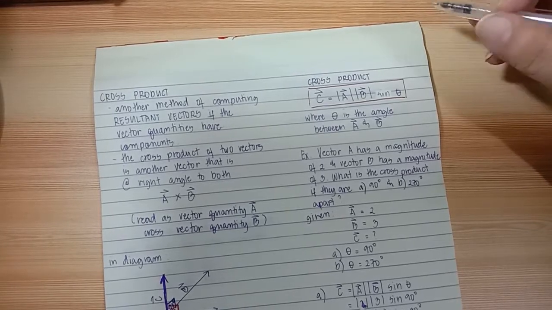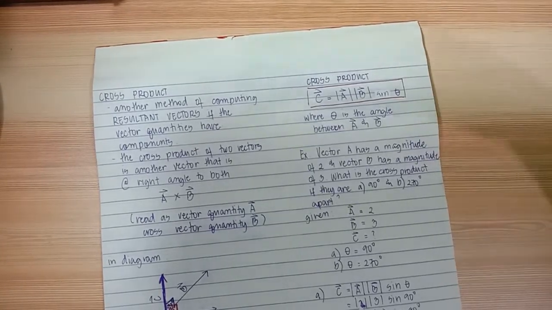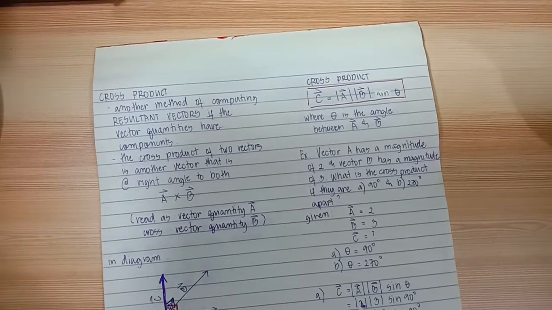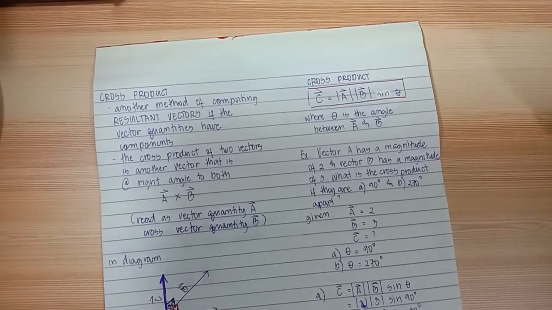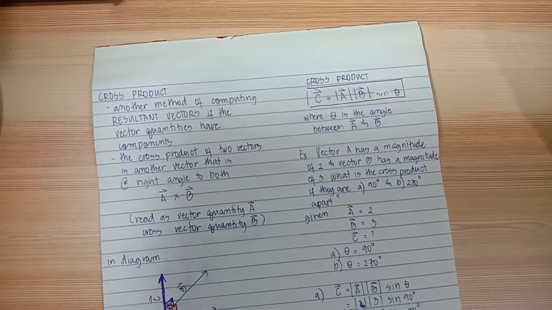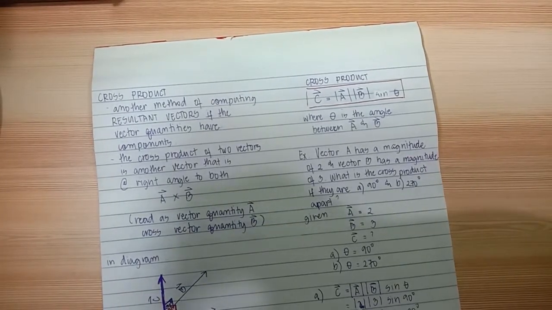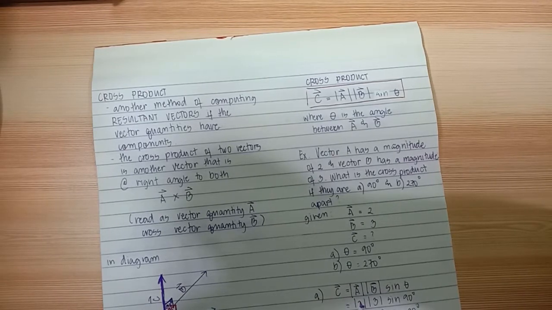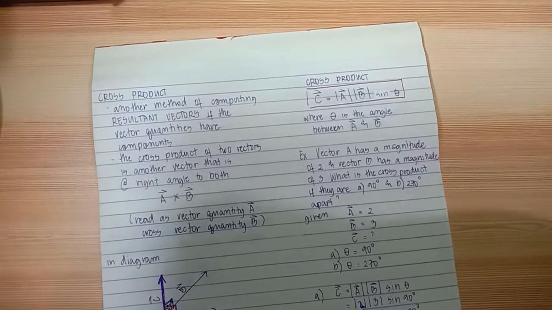So, kumbaga, ibang paraan ito ng pagkukompute ng resultant vector. So, ano yung pinagkaiba ng cross product doon sa mga nauna nating method ng pagko-compute ng resultant vector. Si cross product, pwede siya kapag yung given vector quantities ay may component. So, ibig sabihin, pwede ito hindi lang siya pang 2-dimensional, pwede din siya na pang 3-dimensional.